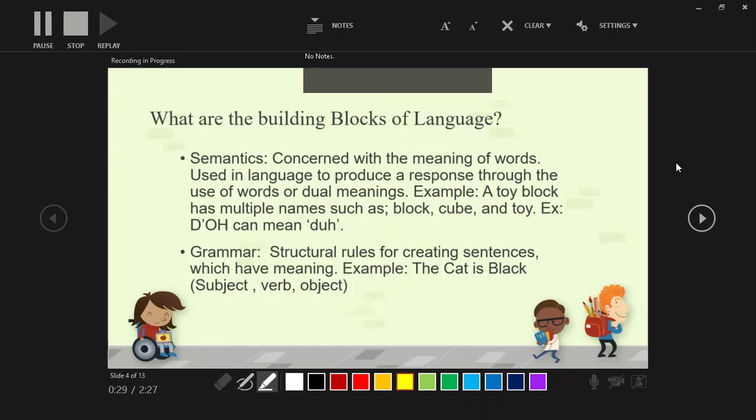And the last type of building block we'll be concerned about is grammar. It is structural rules for creating sentences which have meaning. For example, the cat is black. And grammar structure follows according to subject, verb, and object.